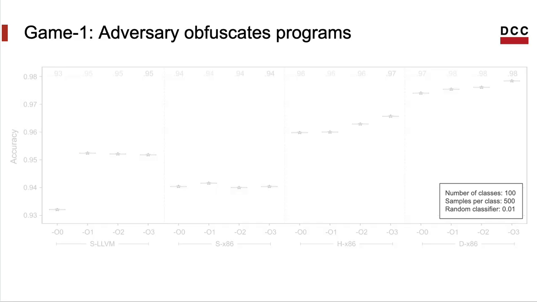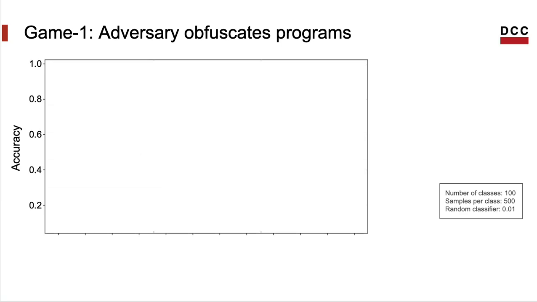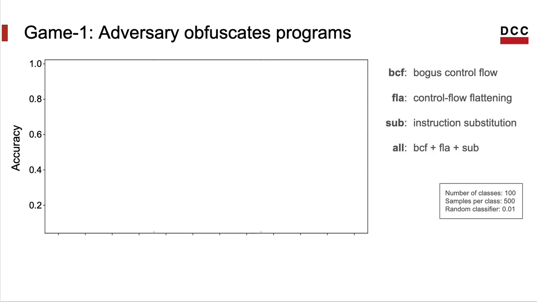Now, what if we have an adversary that's obfuscating the programs before it challenges the classifier? What happens in this case? Again, we can measure accuracy as the number of correct guesses over the total number of guesses. And we can consider all the three different obfuscation techniques we have, including the combination of all of them.